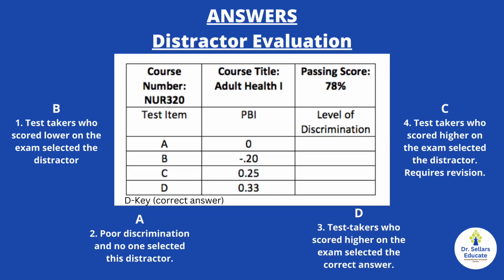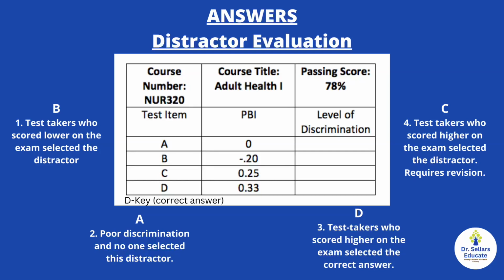And then C is aligned with option 4. Test takers who scored higher on the exam selected the distractor; it requires revision. We know that C, the point biserial index, is positive 0.25. Well, we don't want our distractors to be positive, so that means we need to change it. We probably need to change the distractor because we want to attract our students that are not knowledgeable more often, at a higher rate than those learners that are knowledgeable about the content. So that's what we want to do.